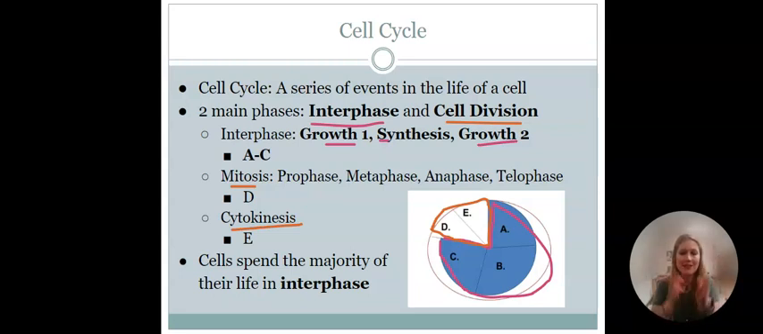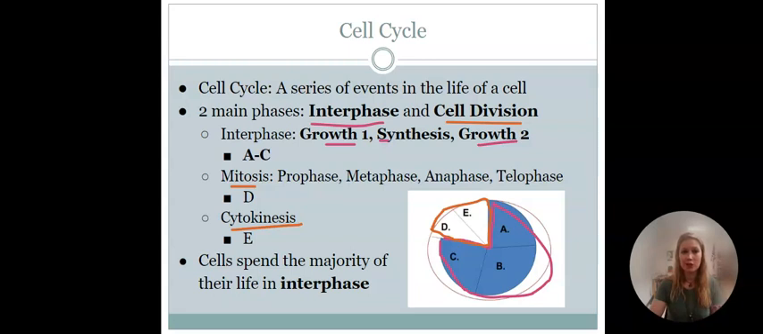Mitosis is where the cell is actually dividing. So prophase, metaphase, anaphase, telophase. So I go from one cell to two. Cytokinesis is when you actually get that second one. So you need mitosis and cytokinesis together to go from one cell to two, both together to make cell division. Cell division does not take very long. It takes like 60 seconds.